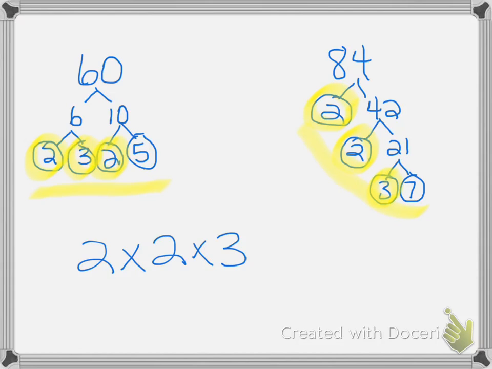And then I have the 5, which I do not have over here on 84. And I have a 7, which I do not have over here on 60. So this is how you find your greatest common factor. 2 times 2 is 4, times 3 would give you 12. So that will be your greatest common factor.